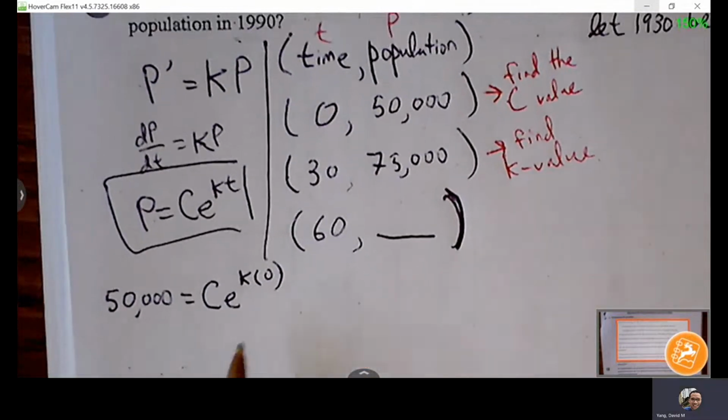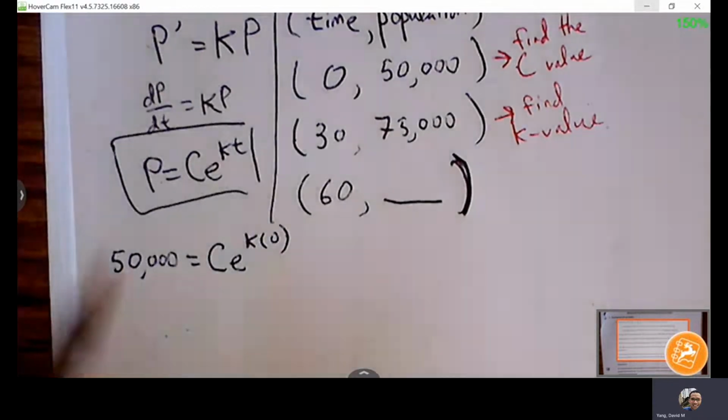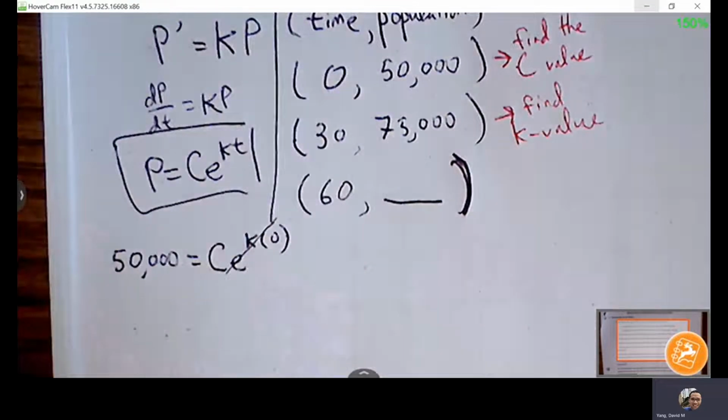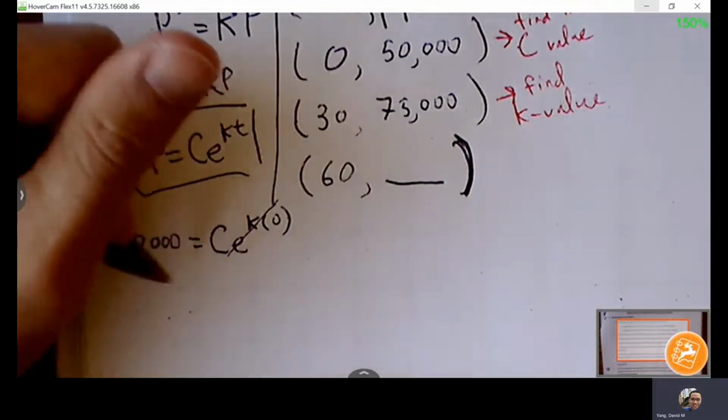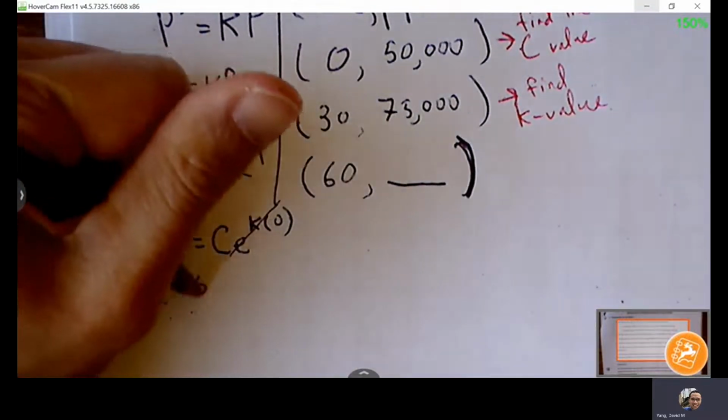Okay, let's try to clean this up here. What's K times 0? It's just 0. What's E raised to the 0 power? Okay, good. It's 1, right? Not 0. Anything raised to the 0 power is 1. But it does wipe this out to be just 1, and our C is just the value that we see in front of us. So C equals 50,000.